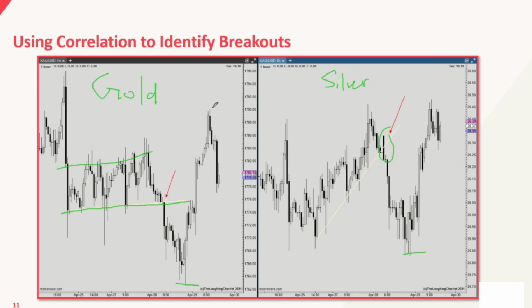Because gold exists in limited quantities. It's a precious metal. Silver is sort of like a second in line precious metal as well. Of course, there are many uses for silver also, like scaring away vampires. Okay, so that is how you can actually use correlation to identify breakouts. All right, so I hope you guys are starting to see that correlation is very, very useful.